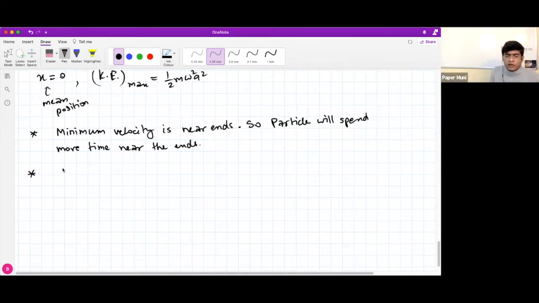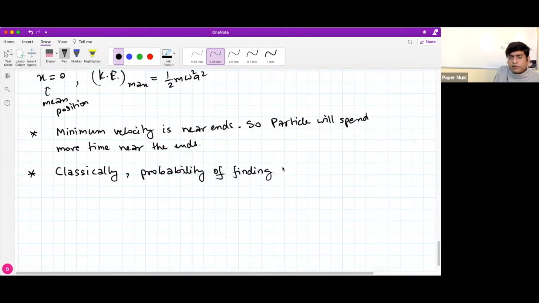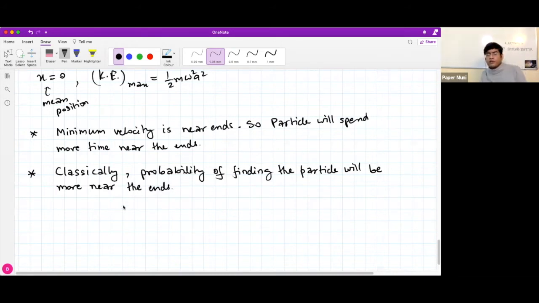Now, next one is classically, from this observation, we can state that classically, the probability of finding the particle will be more near the ends, right? This explains it, because the particle will move slowly towards the end, so it will look like it is spending more time there.